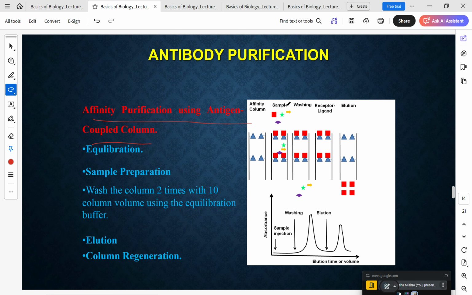Then you wash out the extra stuff, the things that you don't need. This is essentially a receptor ligand interaction that is happening. Then you change the conditions of the buffer a little bit, and then you elute, which disrupts the binding between the antigen and antibody. This allows for the elution of the antibody out of the column. So you inject the sample, you wash it, you then elute it, after which you can see an absorbance peak if you are using a spectrophotometer with the affinity column.